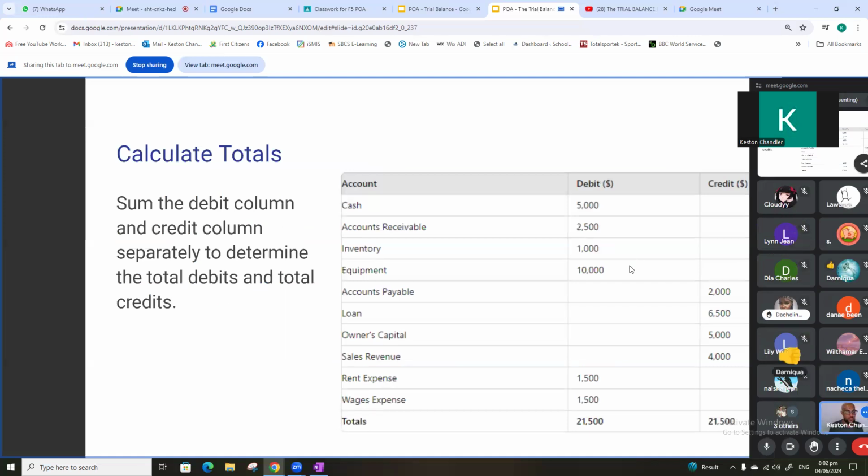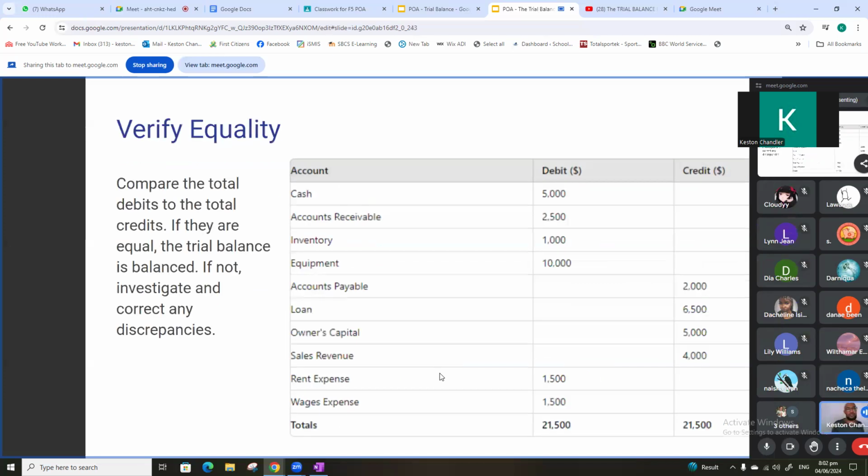After we arrange them in debit and credit columns, all we are really doing now is finding the total of your debit and credit columns. So we are adding up our total debit and our total credit, and we want to verify the equality of those. We want to make sure that both are reading the same. One is saying 21,500 and the other is saying 21,500. So we're good to go there. That means that we did a good job in terms of our double entry bookkeeping.